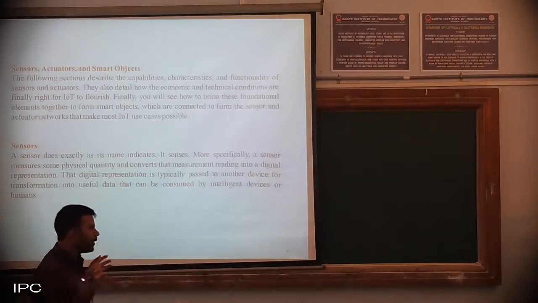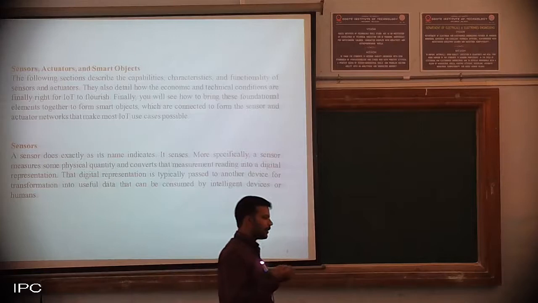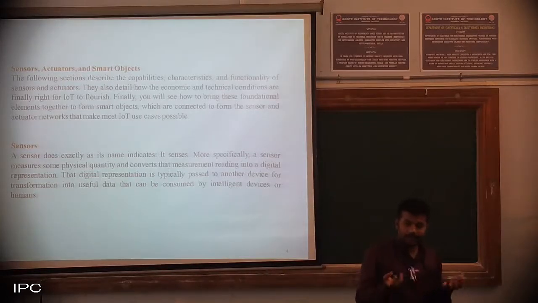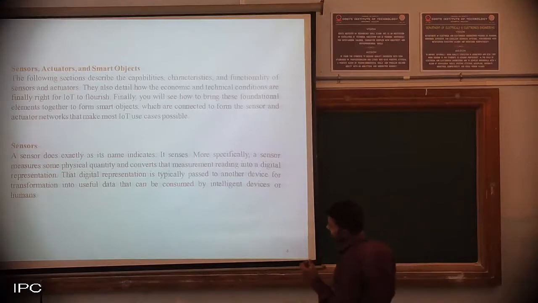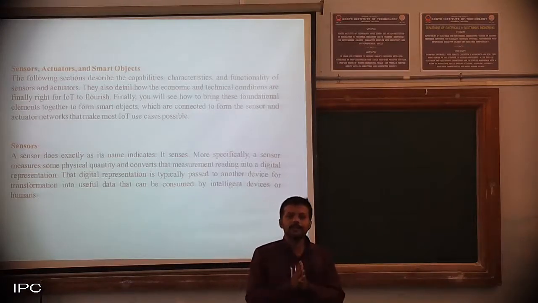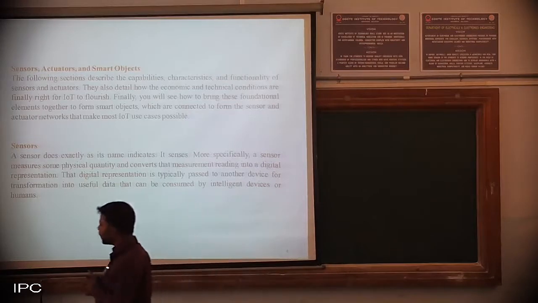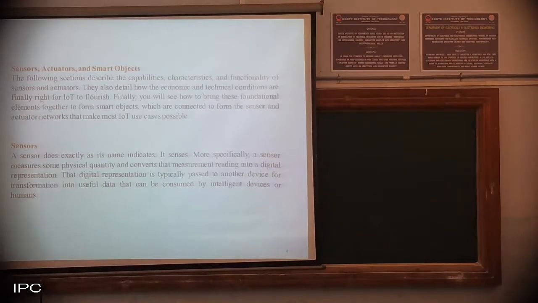This kind of combination of sensors and actuators can be more than 10 sensors and more than 10 actuators in a single project. This combination of sensors, actuators, and microcontroller chip, all this integration we call a smart object. Now coming to the sensor. Here we are discussing the definition of a sensor. A sensor does exactly as its name indicates. A sensor should sense the data. That is all it does.